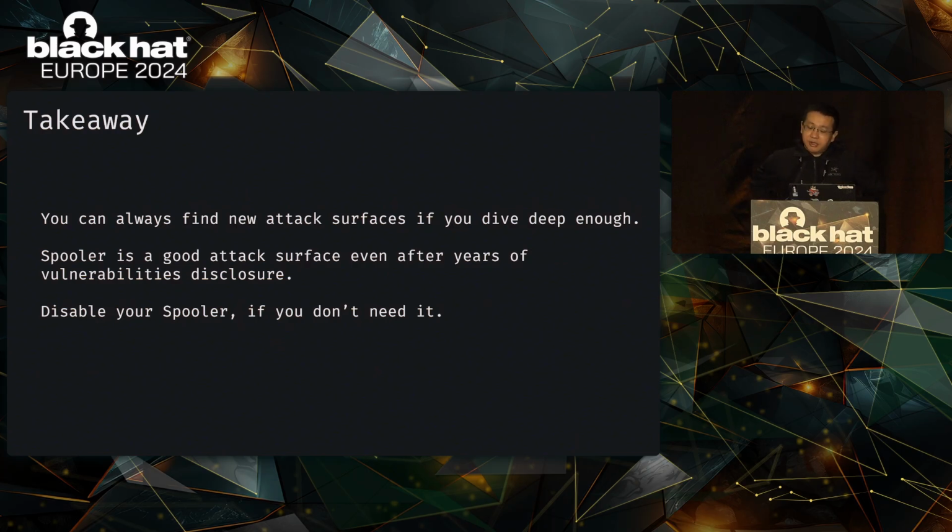So the takeaways: you can always find some new attack surface if you really dive into it. The Print Spooler service has been researched for many years by security researchers, but it still has so many bugs. So if you dive into some attack surface deep enough, you can find new bugs. And the most important thing is, as I always say, disable your Spooler if you don't need it.